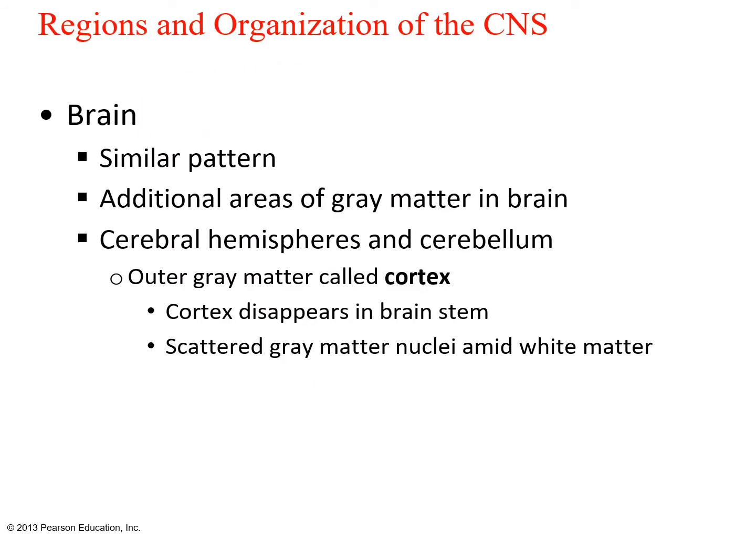In the brain, white matter and gray matter show a similar pattern. There are additional areas of gray matter in the brain which we'll cover, but for now, the cerebral hemispheres and the cerebellum have an outer gray matter area called the cortex. So cortex is a general all-purpose name for outer layer. And so this is a superficial layer which covers the cerebral hemispheres and the cerebellum. The cortex disappears in the brainstem, and the gray matter is basically scattered amid the white matter.